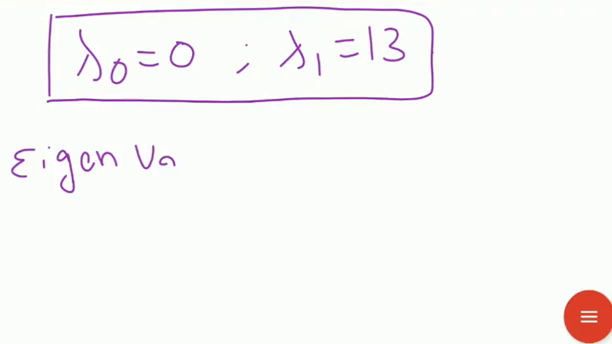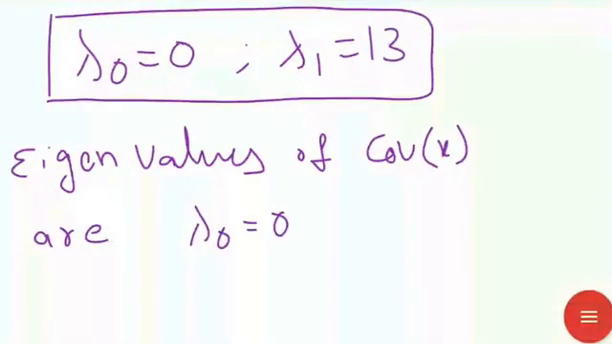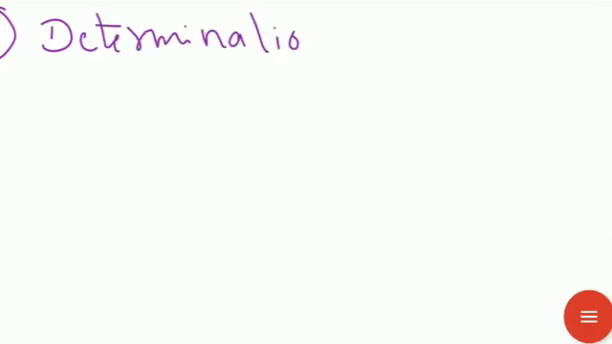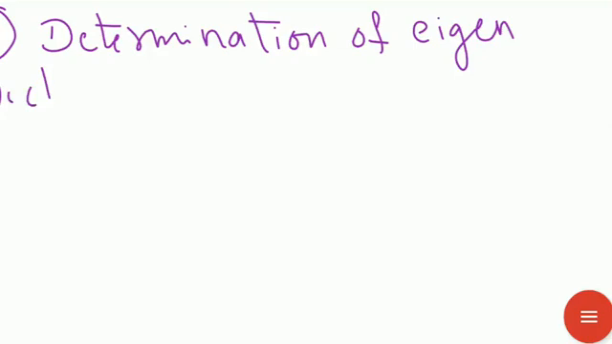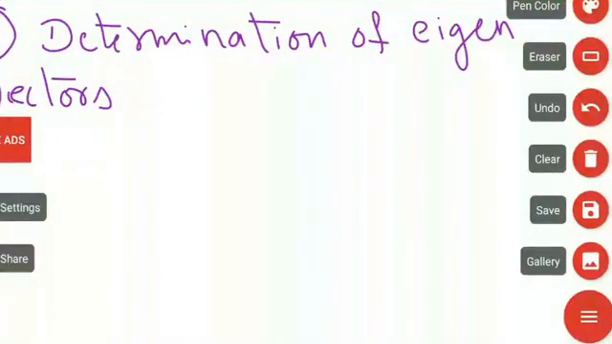So now here the conclusion is the eigenvalues of the covariance matrix are 0 and 13. That's it. Now next one is the fourth step, determination of eigenvectors from eigenvalues of the covariance matrix.